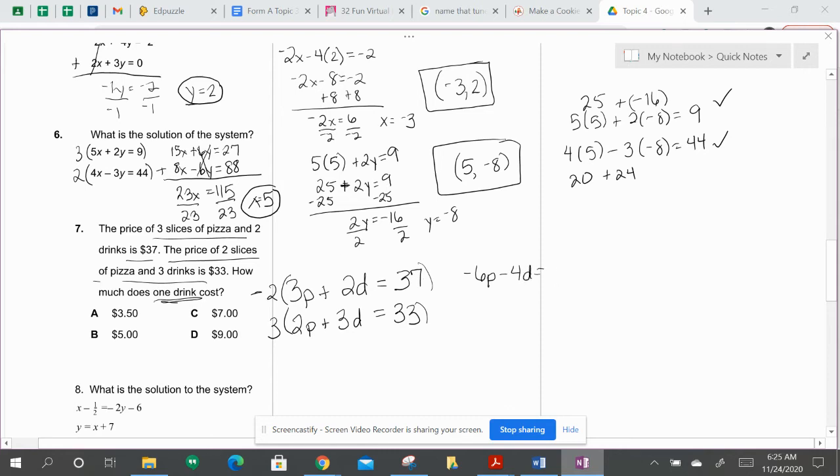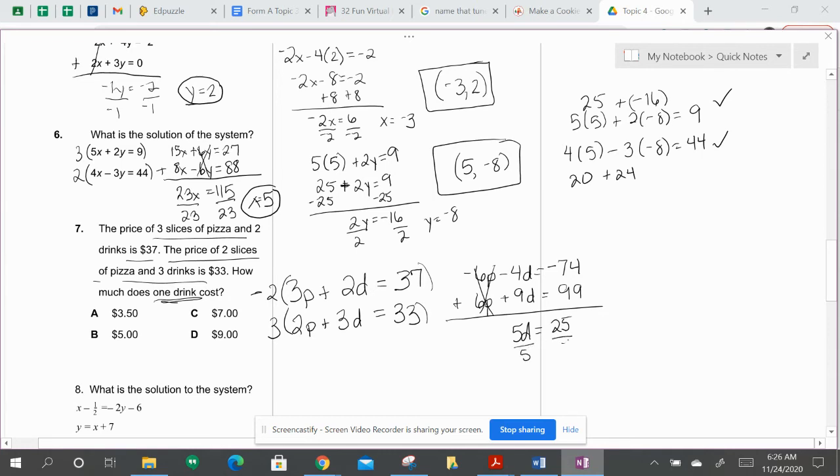2 times 37, which is negative 74. In the bottom equation, I'm going to take 3 times 2p, that's a positive 6p. 3 times 3d, that's a positive 9d. And 3 times 33, that's 99. Now, because I have opposites, I'm ready to add to eliminate, and I eliminate the pizza, and I'm left with 5d is equal to, and negative 74 plus 99 leaves me with 25.